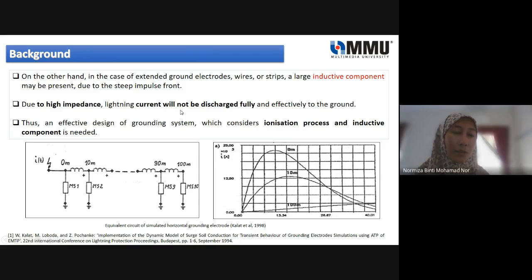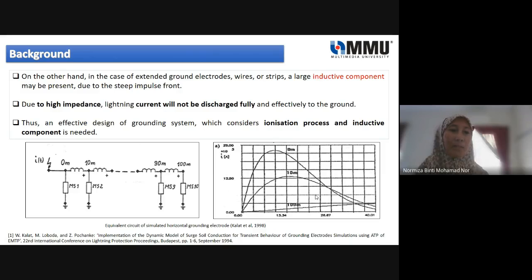This can cause back flashover. In other words, it will cause more damage to the equipment. As you can see here, this indicates that as you extend the electrode, there is a delay in the response due to the presence of the inductive effect. So we have seen the effect of ionization and the effect of this inductive component, so some designs of the grounding systems have to be changed.